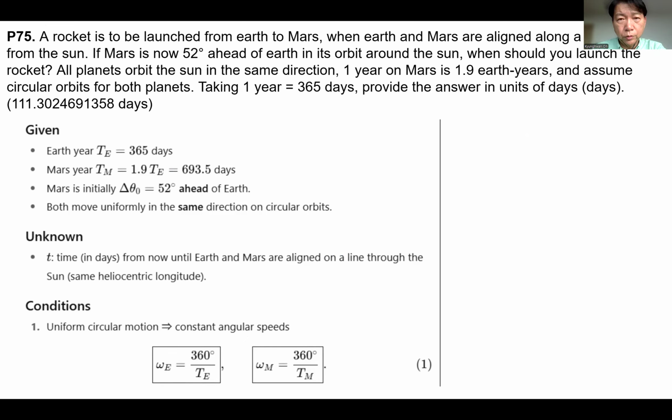Okay, so now let's try to think about a rocket to be launched from Earth to Mars, when Earth and Mars are aligned along a straight line from the Sun. So here's the Sun, and then Earth, and there's a Mars. When a rocket is to be launched from Earth to Mars, when Earth and Mars are aligned along a straight line like this.